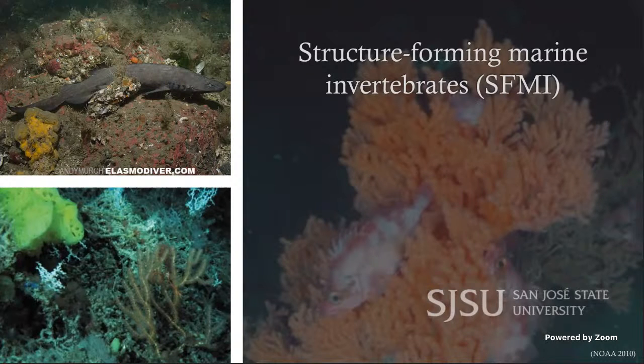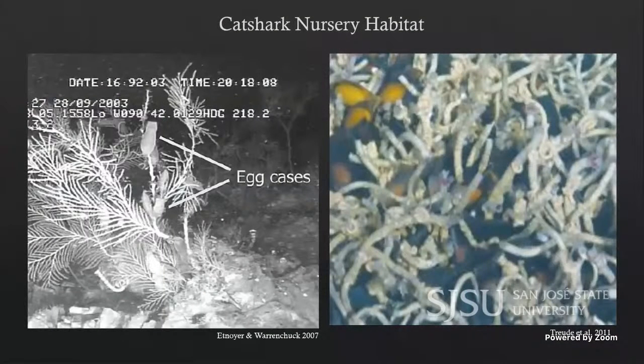On several occasions, there have been examples of cat shark egg cases attached to sessile megafauna, such as SFMI. Here are two examples. On the left-hand side, Etnoyer and Warrenchuk, 2007, found cat shark egg cases of an unidentified species on Gorgonian communities within the Gulf of Mexico. And on the right-hand side, Trude et al. in 2011 observed a case of Galeus melostomus, the black-mouthed cat shark, in deep-sea tubeworm thickets in the Mediterranean.